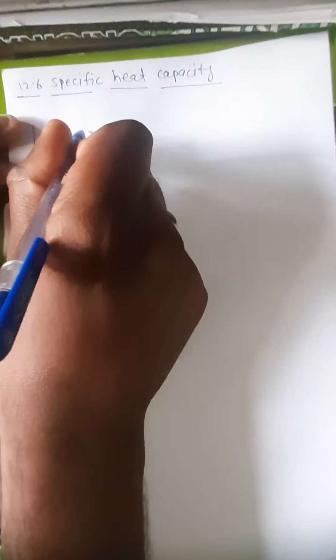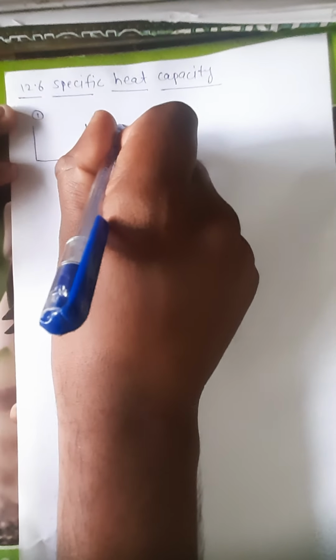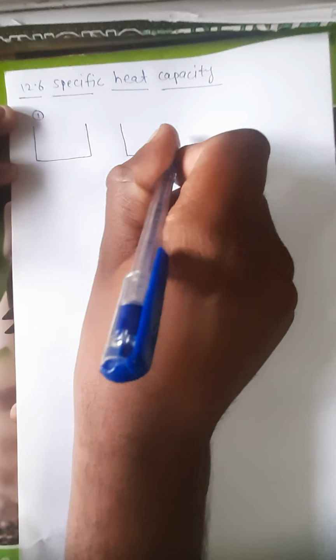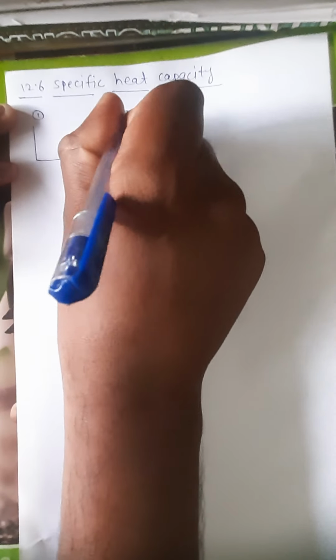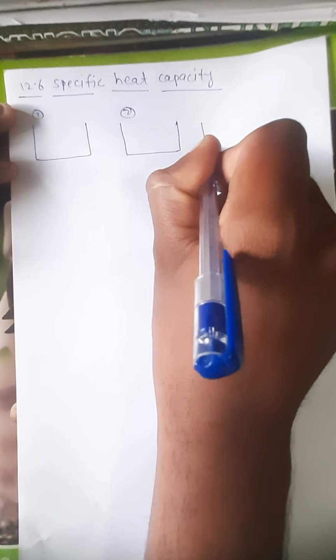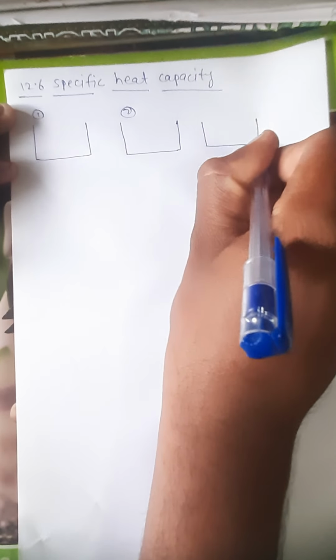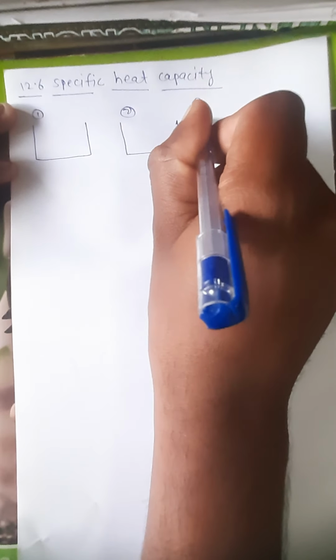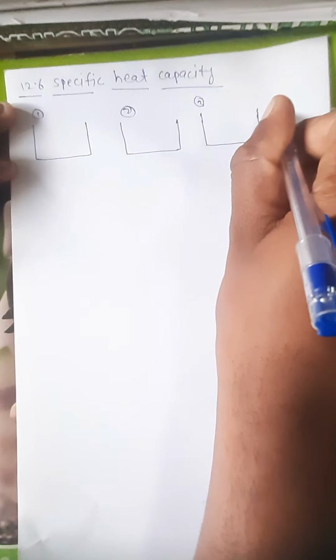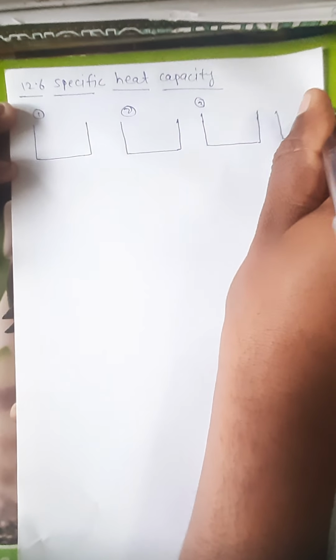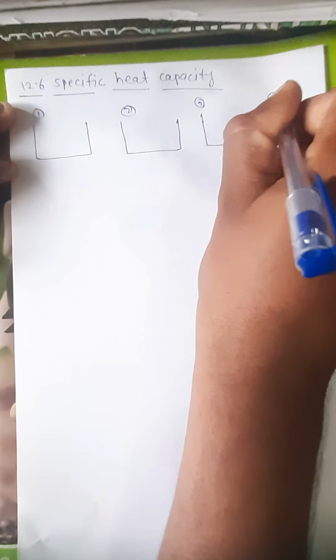Now we are taking one vessel. This is vessel 1. Similarly, we take vessel 2, the second vessel. Similarly, we take vessel 3, and we take vessel 4. Now we are taking four vessels.